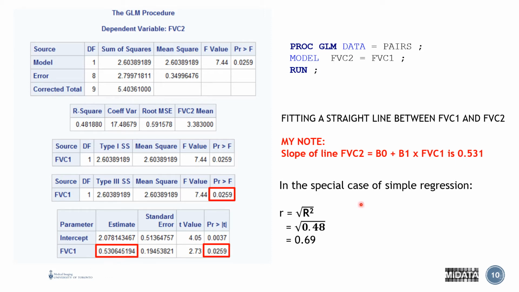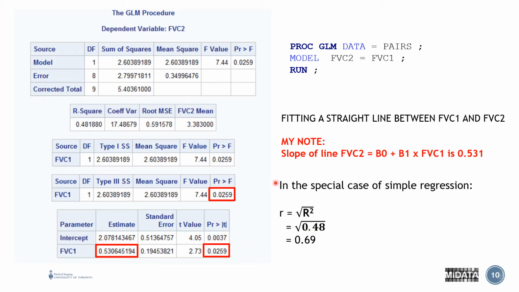Now, interestingly, if you look here, you have the R square. Remember, we've talked about the R square, which is the percent variability in the dependent variable that is accounted for by the model. And in this case, it's 48%. Now, interestingly, if you take the square root of the R square, you'll end up with R, which is equal to 0.69. And if you remember from the previous slide, when we did proc corr for Pearson correlation, the R was 0.69 and the p-value was 0.0259.